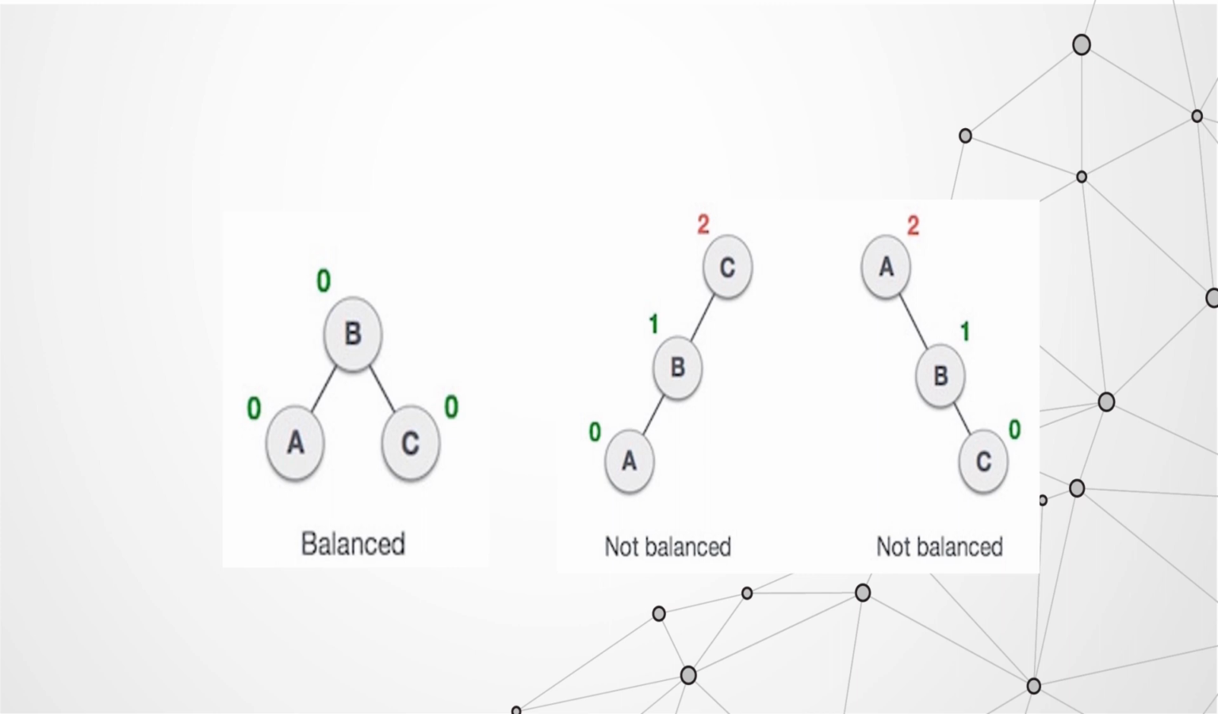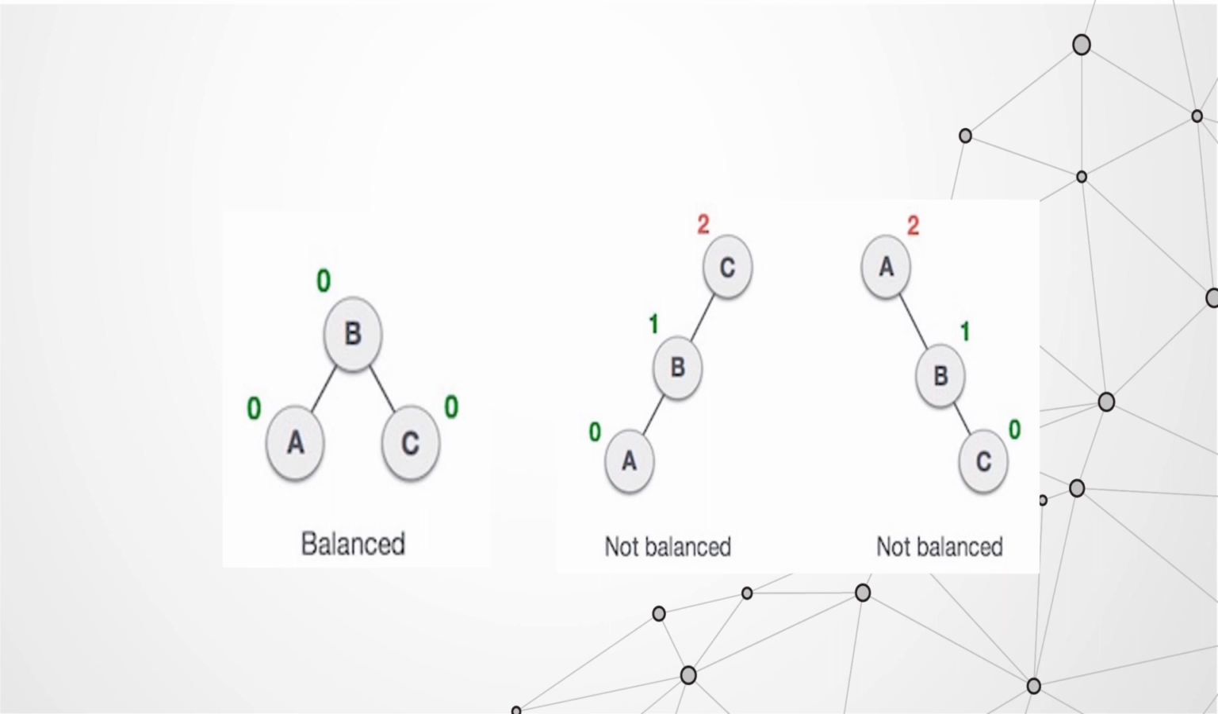Now talking about B. B is the root node of that tree. So the height of the left node and the height of the right node. The left has only a single path, so the height of left is 1. Talking about the right one, only a single path is available, that is B to C. The height of the right path is only 1. So the height of right is 1 and the height of left is also 1. So 1 minus 1 is again 0. So the balancing factor of B is 0.